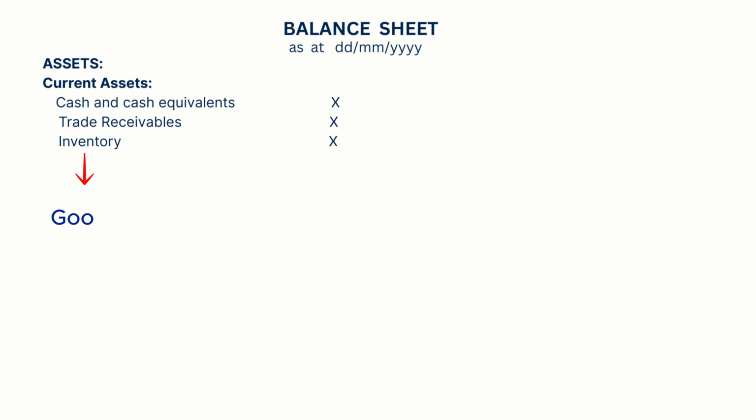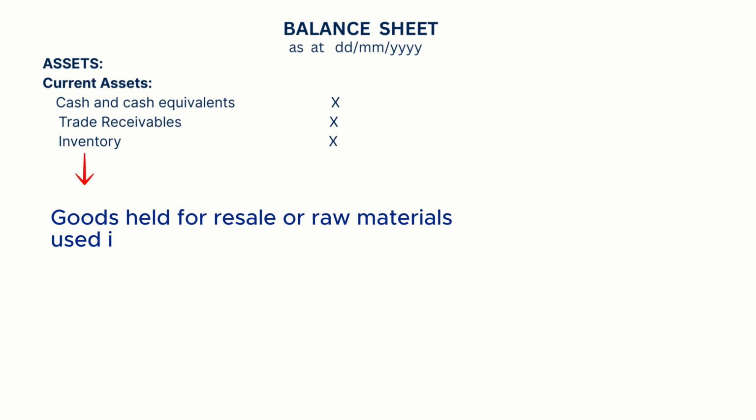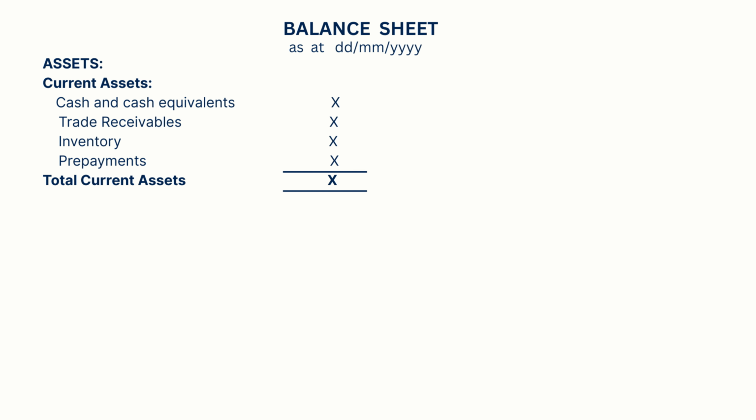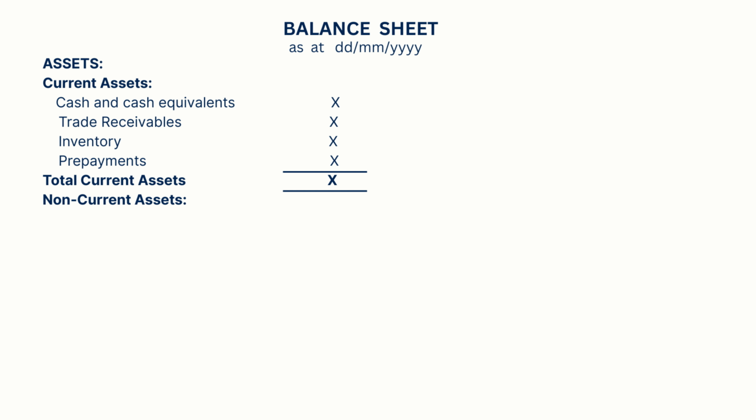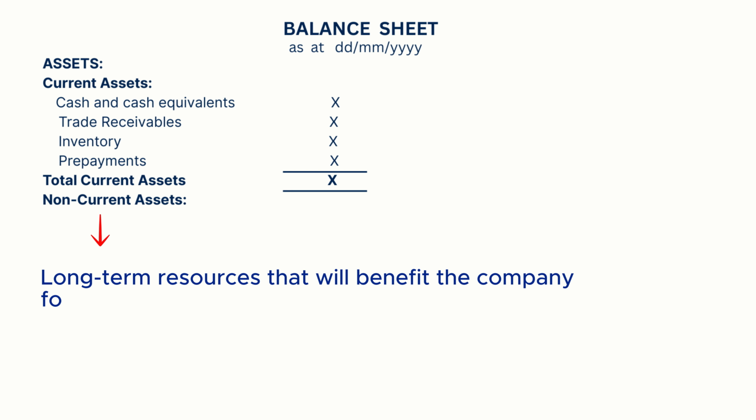Inventory. This represents goods held for resale or raw materials used in production. Prepayments. These are payments made in advance for services not yet received. For example, insurance paid up front. Next, we move to non-current assets, sometimes called fixed assets. These are long-term resources that will benefit the company for more than 1 year.